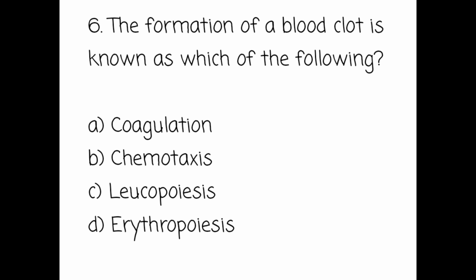Number 6. The formation of a blood clot is known as which of the following? A. Coagulation. B. Chemotaxis. C. Leukopoiesis. D. Erythropoiesis. The right answer to this question is A. Coagulation. When you have a little cut in your skin or on one of your blood vessels, your blood starts to clot in order to prevent excess loss of blood, and this process is called coagulation.